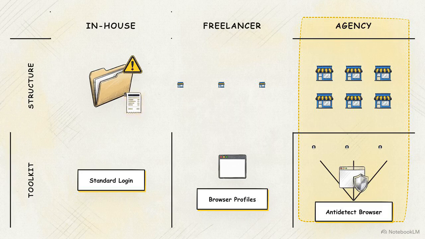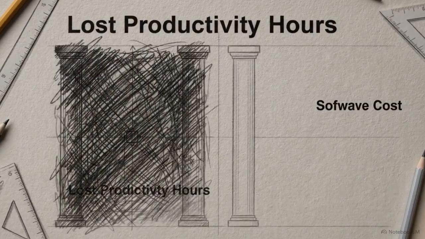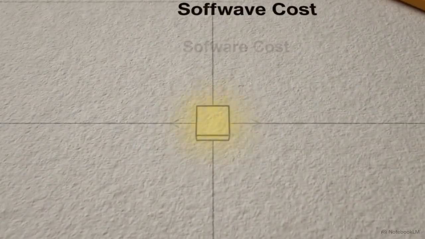For the freelancer, the recommendation is multiple accounts, managed via free Chrome profiles. This ensures clean billing separation for your clients. The scaling agency also needs multiple accounts, but managed via an antidetect browser to delegate access and eliminate login bottlenecks. Optimizing your stack is about identifying the point where operational friction becomes more expensive than a software subscription.